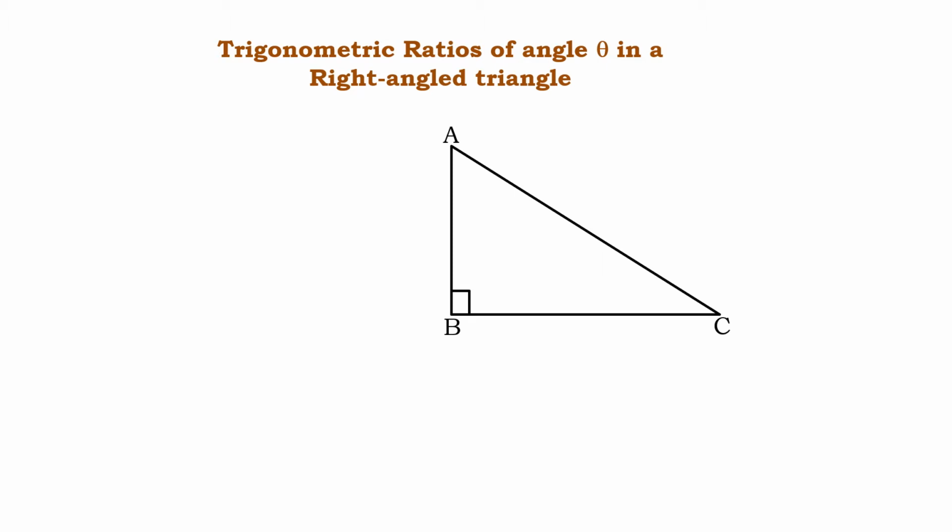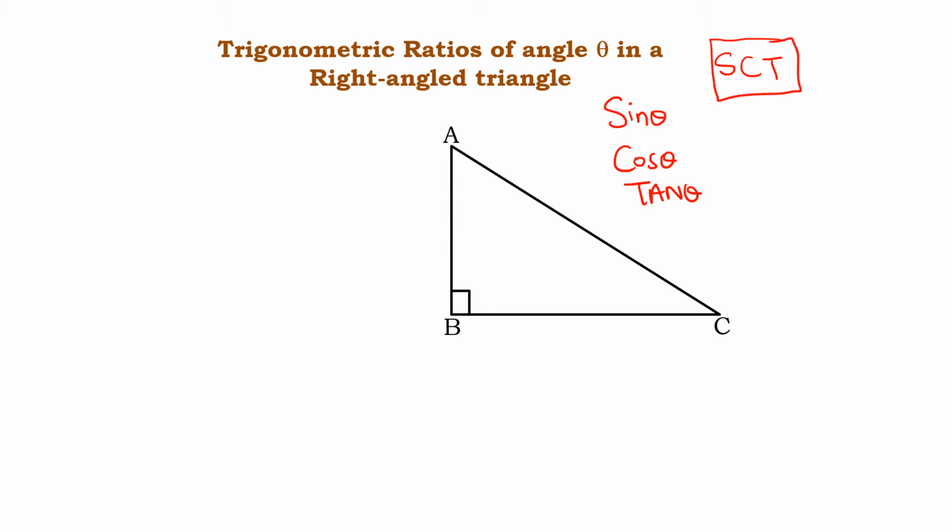There are three important ratios. I repeat, there are three important ratios. First is sine theta, second is cos theta, and the third is tan theta. So you can remember SCT: sine, cos and tan.